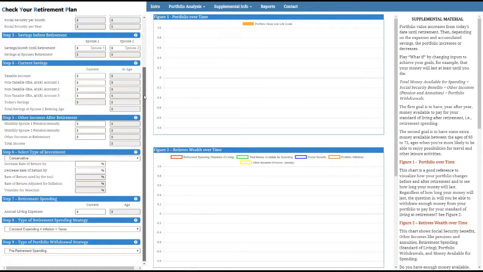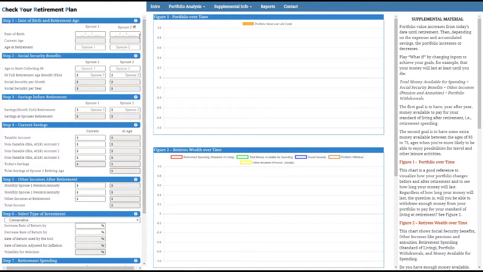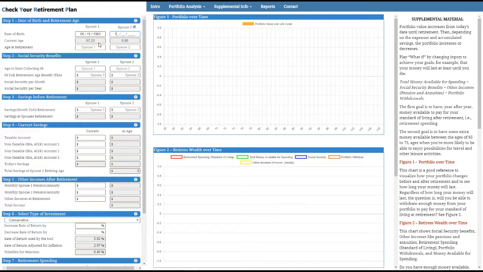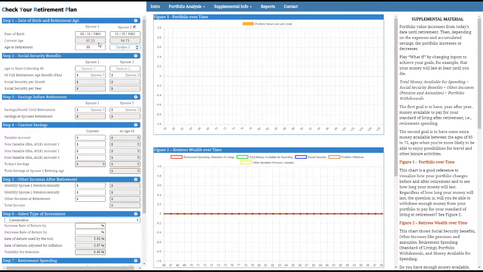In Step 1, to check your retirement as single or as married filing jointly, check or uncheck the box at the top and to the right of the Spouse 2 title. The tool will keep information from both spouses when switching back and forth. To enter the birth dates, use 2 digits for the month, 2 digits for the day, and 4 digits for the year. The retirement age is the age at which you plan to stop working, which is different from the age at which you start collecting Social Security benefits.